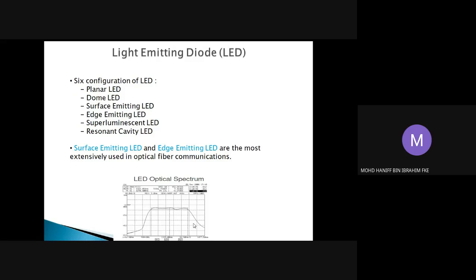So it's only applicable for short distances, less than 100 meters or less than 200 meters, where we can use the LED. Because of this very huge spectral width, we are going to have a severe pulse dispersion in your system. That is the effect of the LED. So we seldom use the LED for long distance; I mean, we never use LED for long distance communication. For long distance communication, we always use the laser diode.